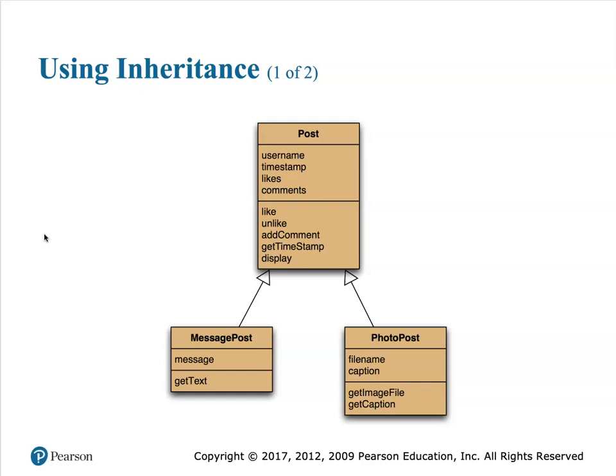What's unique about message post is that it has a message and you can get the text of the message. What's unique about photo post is that it has a file name and a caption, and you can get the image file and you can get the caption.